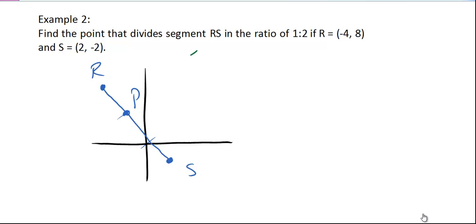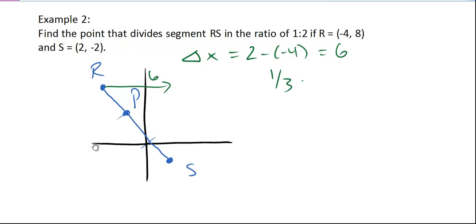So the first thing I need to do is find the change in x, right? To get from -4 to 2, I would do 2 minus -4, a distance of 6. This means I'm traveling 6 units in the positive x direction, and I want to go 1/3 of that distance, right? So 1/3 of 6 is 2 units. So my new x-coordinate is equal to -4 plus 2, which is -2, right?